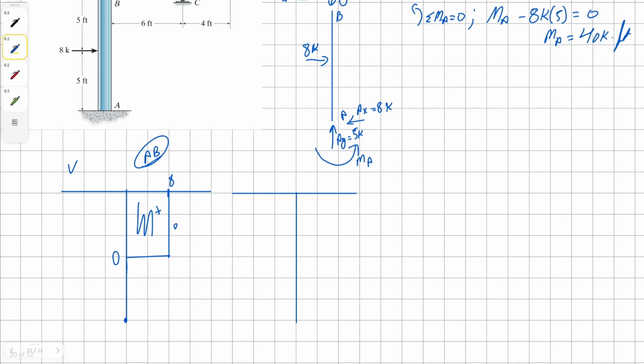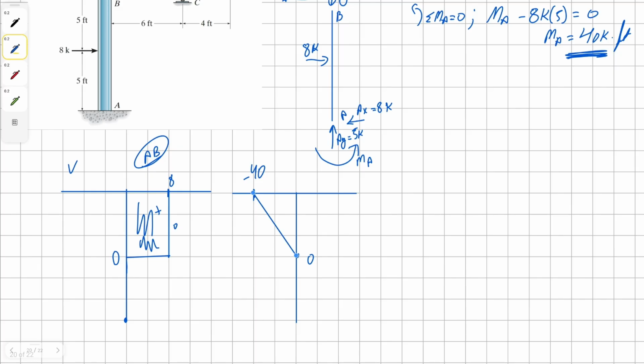Another thing is, before we even look at the area, we have to remember that we have an initial moment, counterclockwise. Counterclockwise is always negative on the graphs or diagrams. And then we have to calculate our area for the shear here, which is going to be 8 times 5, which is 40, positive 40.